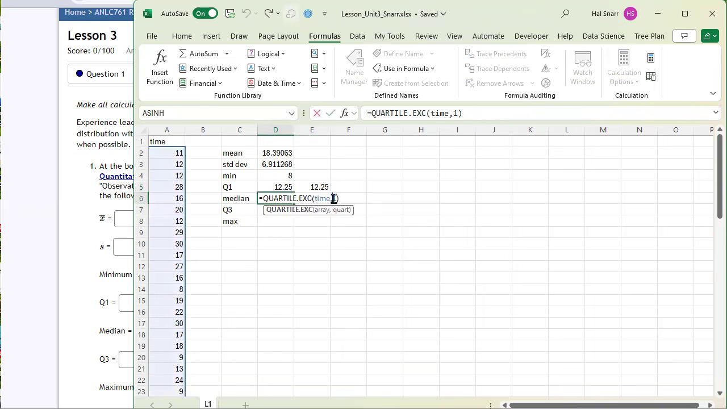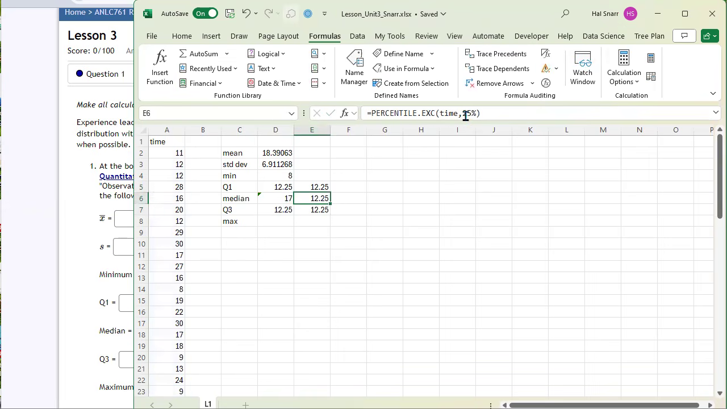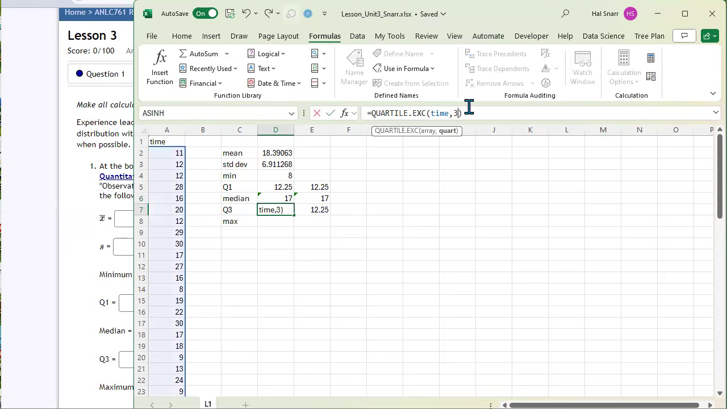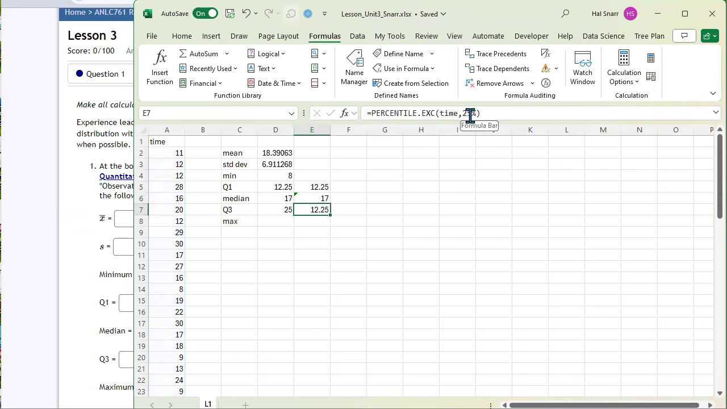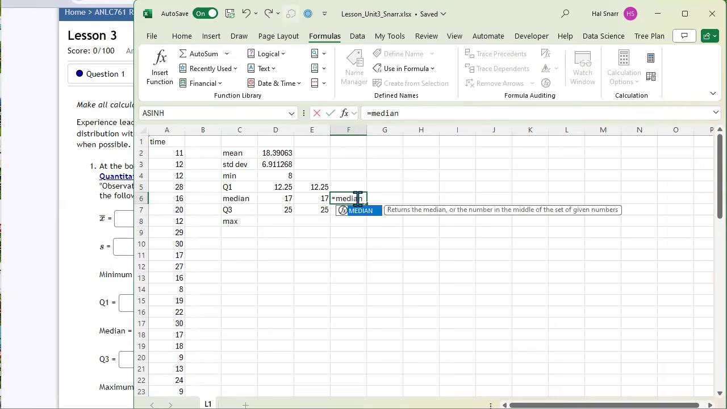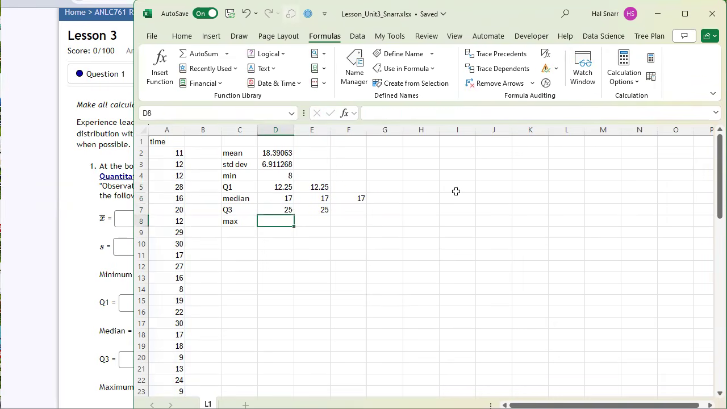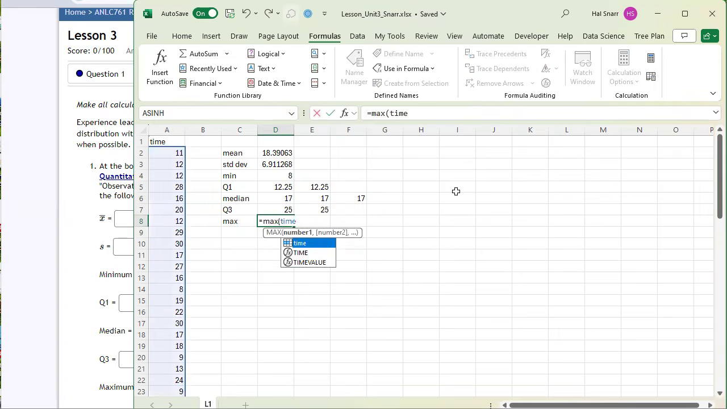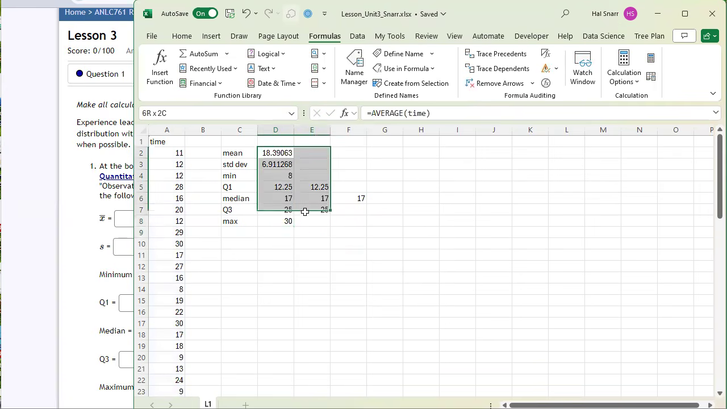I'm going to change this to the second quartile, which is 17. And I'll change this to 50%, right? So this is the 50th percentile or second quartile. And then here I'm going to change this to third quartile, and I'll change this to 75th percentile, right? The 50th percentile is the second quartile, or it's the median, right? And then all we got to do is the max, equal max time. Now I'm going to change these to 4 decimal places.